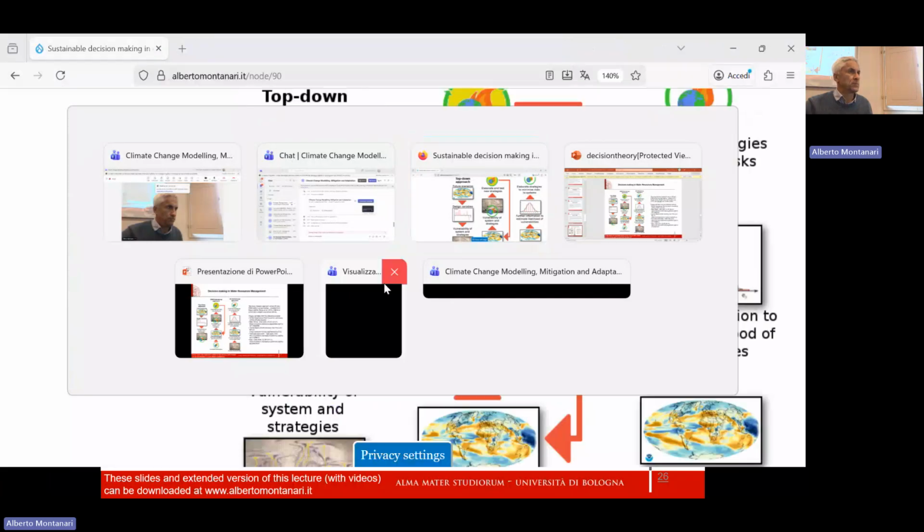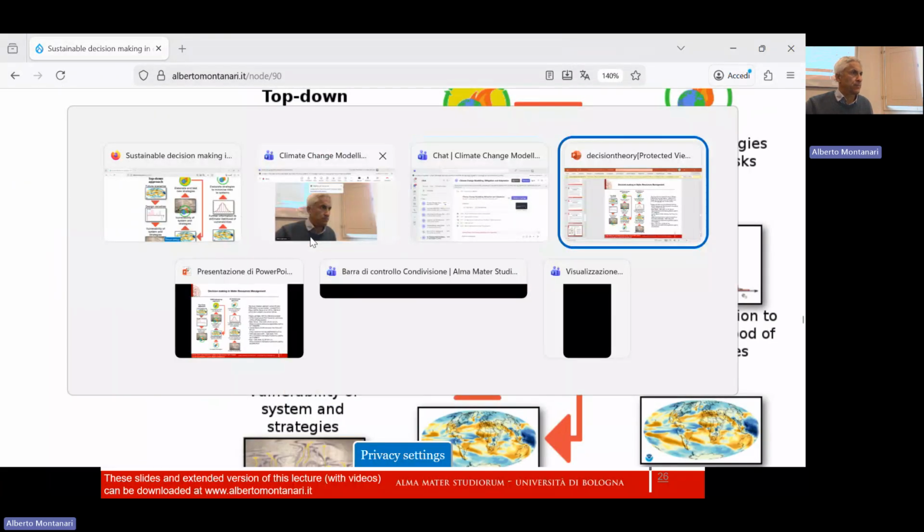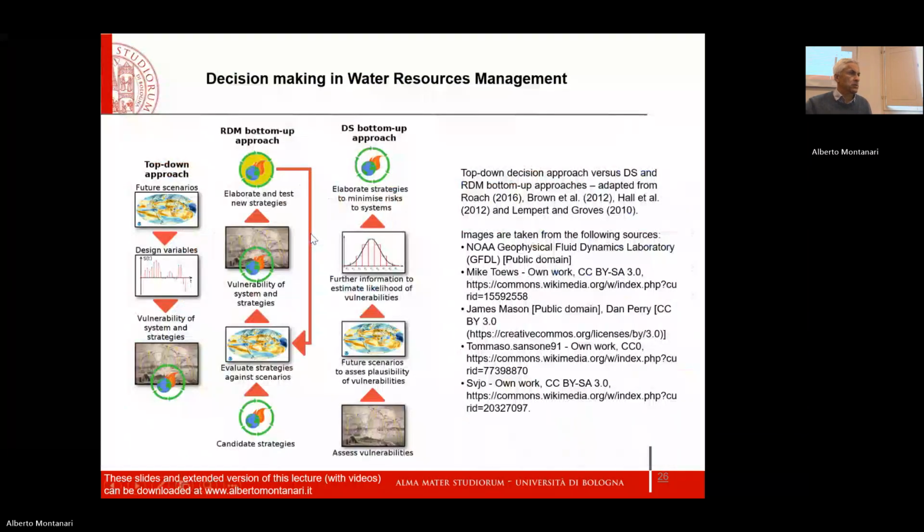Okay, good. So let's start again, and again discussing, concluding in a way the first part of this discussion on decision theory. And I would like to conclude with this graph, which makes a summary of the differences between top-down and bottom-up approaches. In particular, the top-down is on the left.